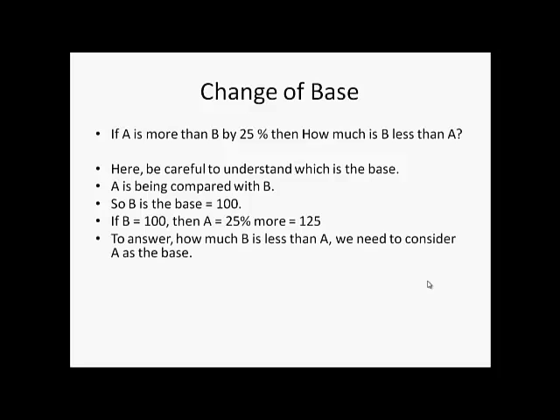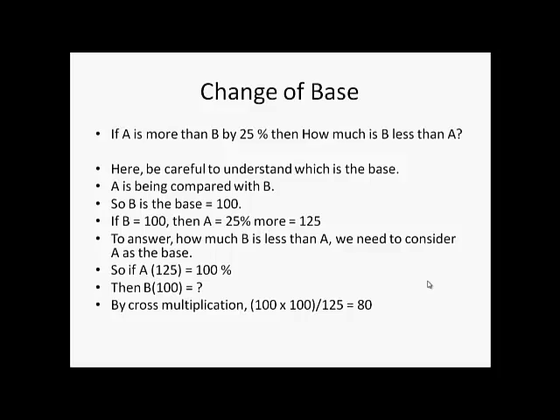Now, to answer how much B is less than A, we have to take A as the comparative base. So if A, the value of which is 125, is taken as 100%, then B with the value of 100 is the equivalent of what percentage? Using cross multiplication, 100 into 100 by 125 gives us the number 80. So B is 80% of A, which means if A is more than B by 25%, then B is less than A by 20%, because 80 is 20 less than 100.